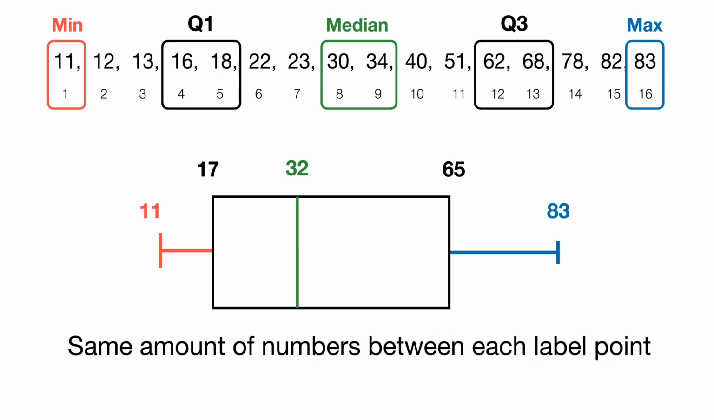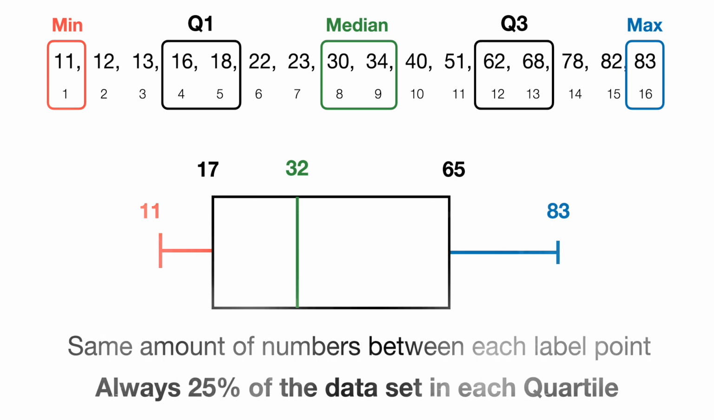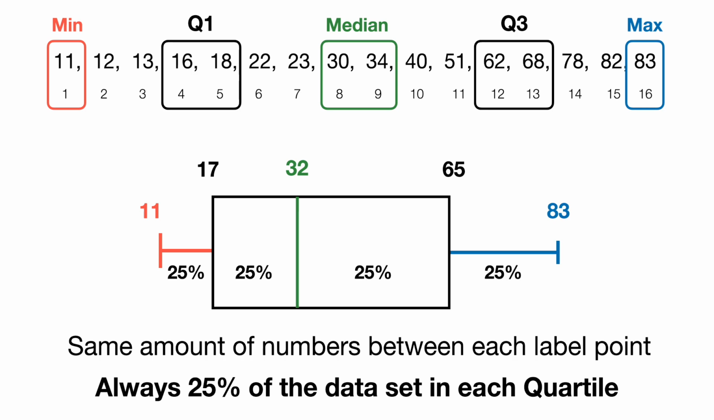each label point, even though it looks kind of weird, and that 25% of the data is going to be in each quartile. So let's just do a reminder: 25% of the data is in between here and here, 25% in between 17 and 32, 25% in between 32 and 65, and then 25% in between 65 and 83. And so when it's more spread apart like that, it means that the numbers are more spread. And when the box plot looks tighter, as it does on the left side, that means the numbers are going to be closer together there.